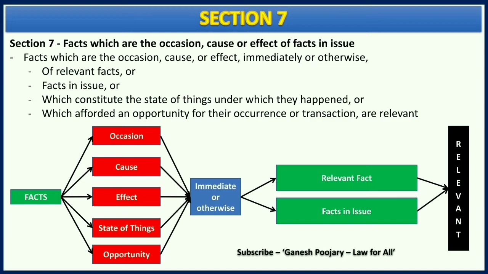What are the 5 things? Occasion, cause, effect, state of things under which they happened, and which afforded an opportunity for their occurrence or transaction. When all of these 5, or any combination of these 5, or any one of these 5 is available under the concept of res gestae, that will be considered a relevant fact to the particular case.